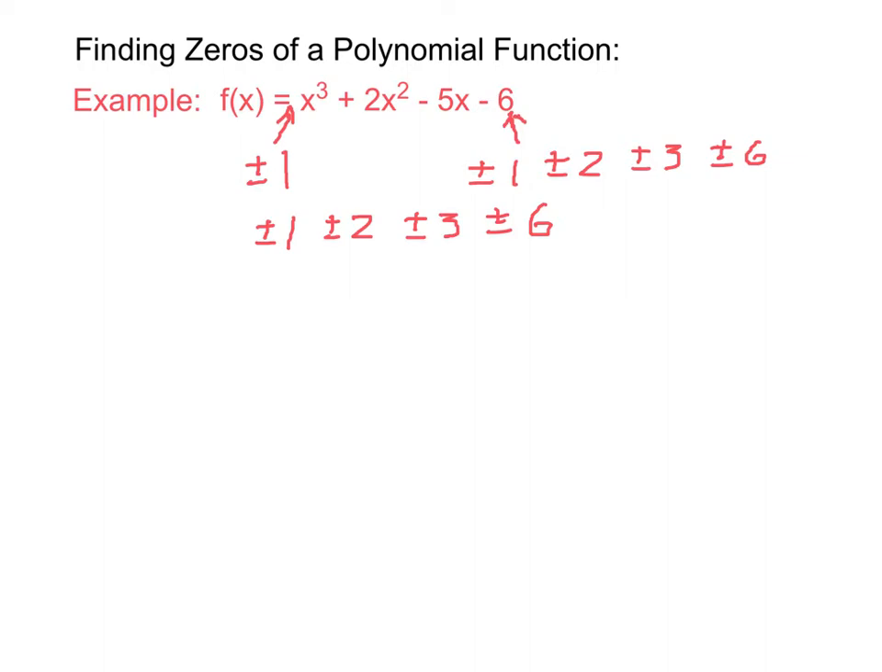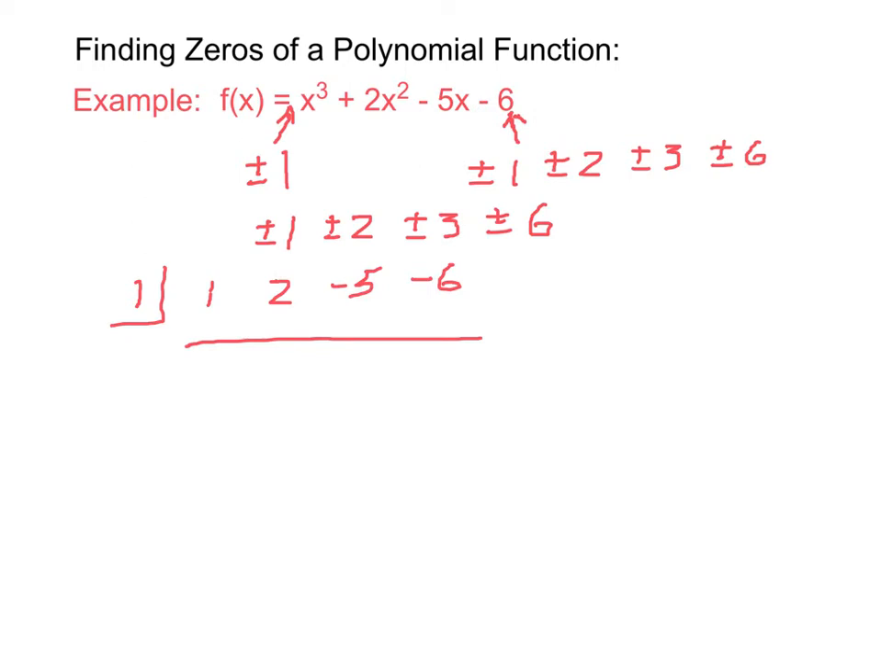Now we want to determine which of these possible roots are actual roots. Let's start by saying possibly 1. We're going to start with 1, and we're going to use synthetic division. So we're going to stick 1 in the box here. Now we're going to look at the coefficients of the function, which are 1, 2, minus 5, and minus 6. We're going to use synthetic division and see what we get. If we get a remainder of 0, we know that this is one of the zeros of the function.